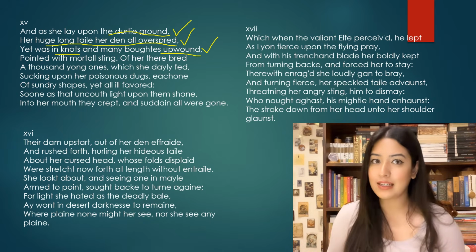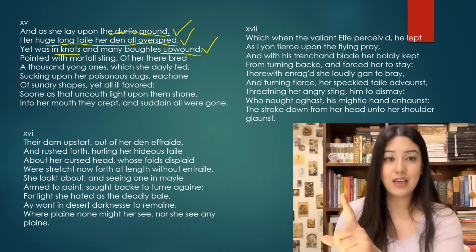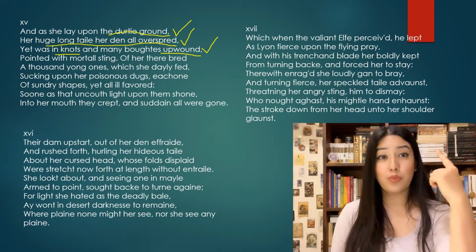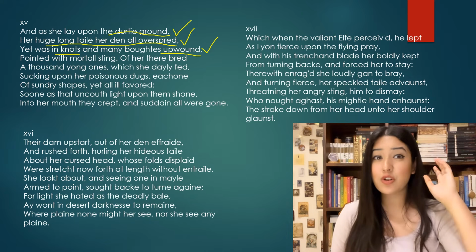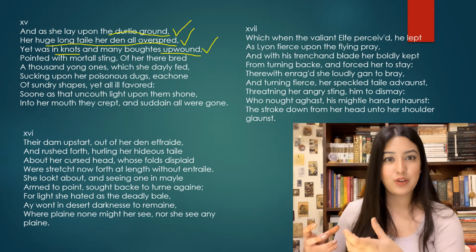So this is also highly symbolic. We say that in order to cover up one lie, you have to say 1,000 lies. So you go one lie after lie after lie, and it gets complicated. So the knots in her tail are similar to that, you know, Error.